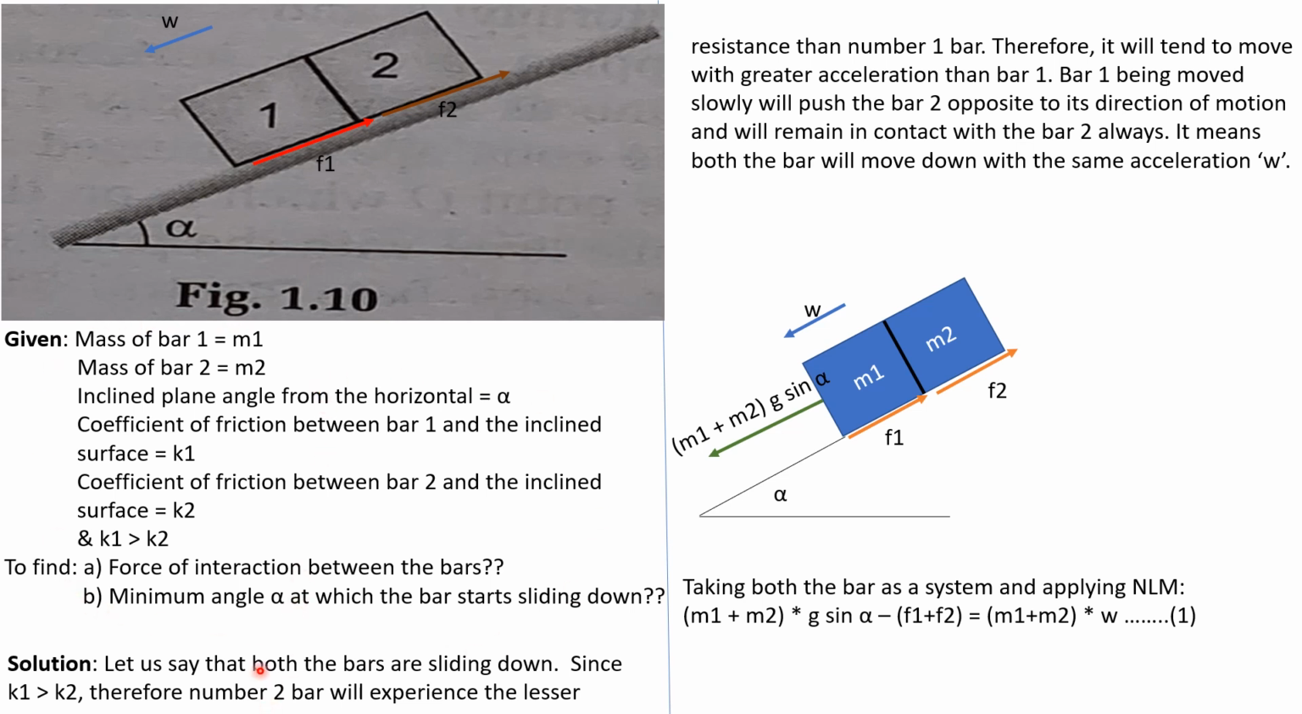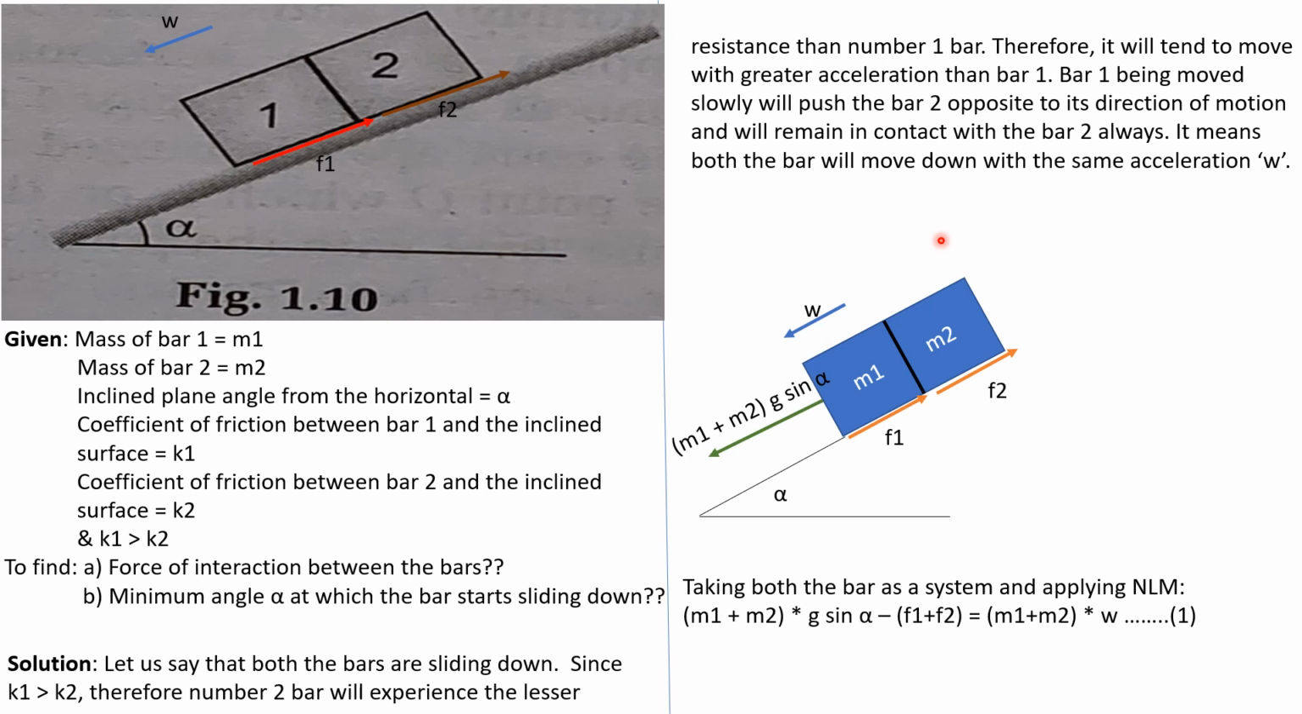So let us assume that both the bars are sliding down. Since K1 is greater than K2, bar 2 will experience less resistance than bar 1, and it will tend to move with greater acceleration than bar 1. It means bar 1, being slower, will push bar 2 opposite to its direction of motion and will remain in contact with bar 2 always, throughout the motion on the inclined plane.